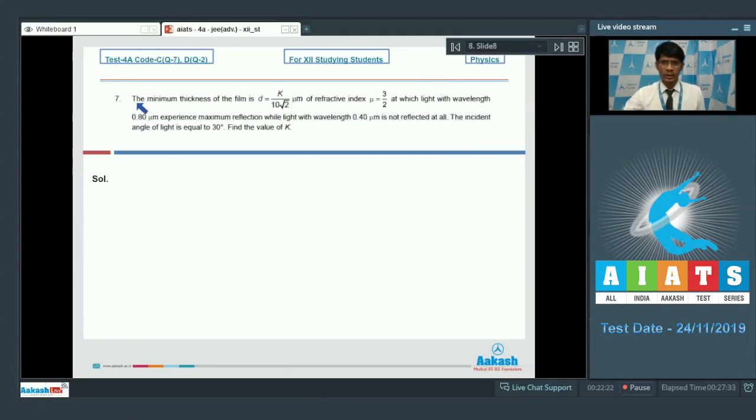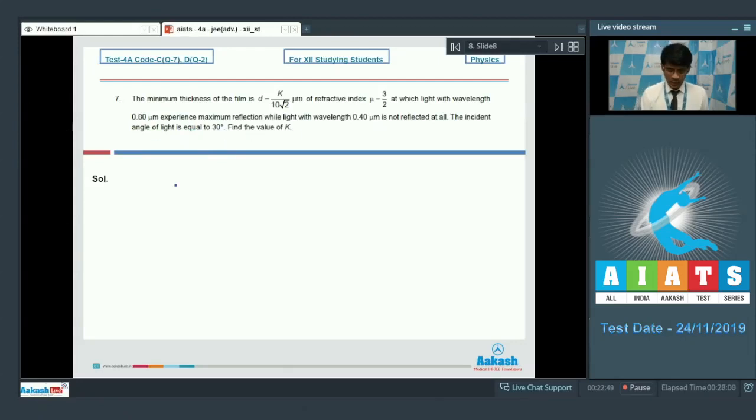Here in this question, the minimum thickness of the film D is equal to K divided by 10 root 2 micrometer of refractive index 3 divided by 2, at which light with wavelength of 0.8 micrometer experience maximum reflection, while light of wavelength 0.4 micrometer is not reflected at all. The incident angle of light is equal to 30 degree. Find the value of K.